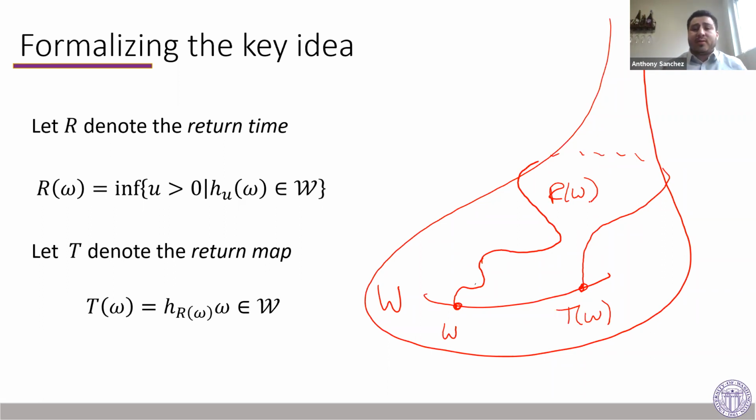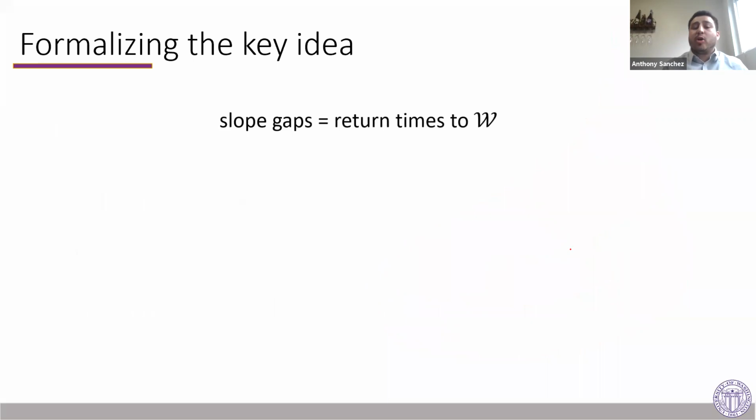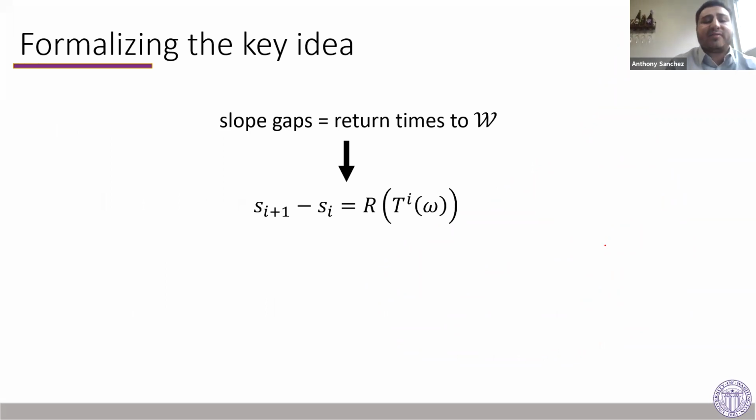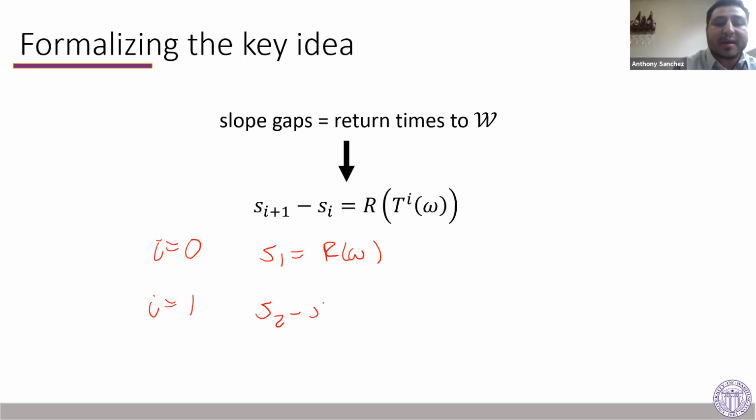And so now with all these ingredients, we can finally start to piece together, right? Slope gaps are return times to the transversal. Again, remembering what we've done earlier, when i is equal to 0, I get S1 is equal to R of omega, which is just saying the return time is a slope. When i is equal to 1, I get S2 minus S1 is equal to R of T of omega, which is saying that the slope gap S2 minus S1 is the return time after I've come back, which is another way of saying the second return time.